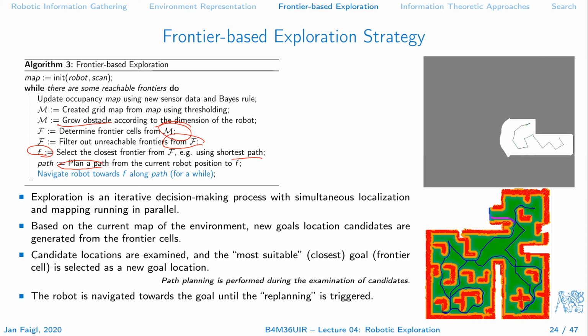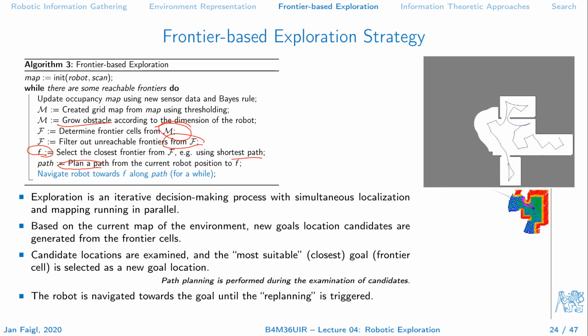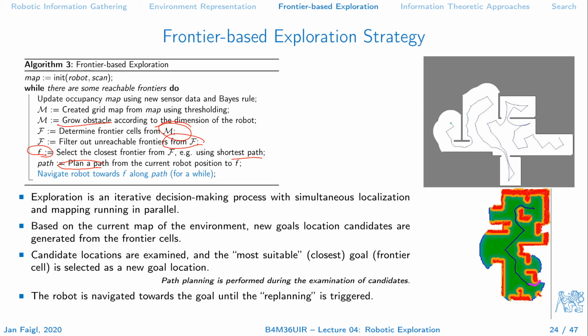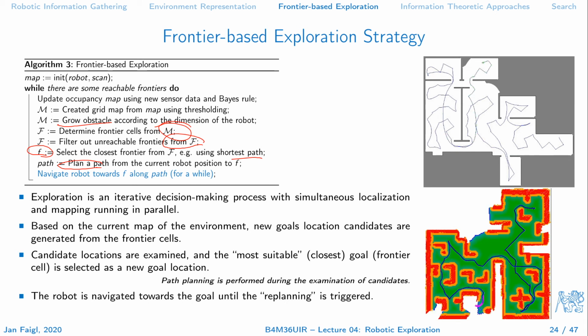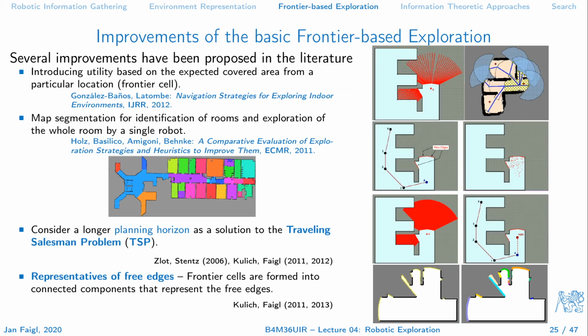The question is when we will repeat and how frequently we will repeat. So what is the trigger for replanning? It can be that we reach the goal, or it can be after traveling a few meters, or after a few seconds, depending on the computational time and velocity of the robot.